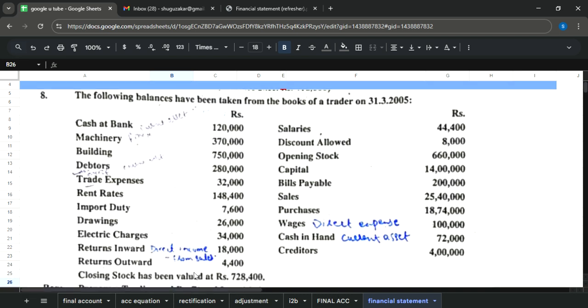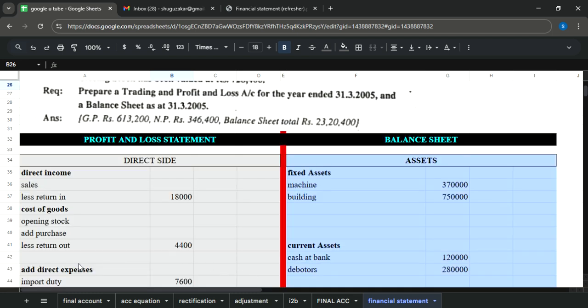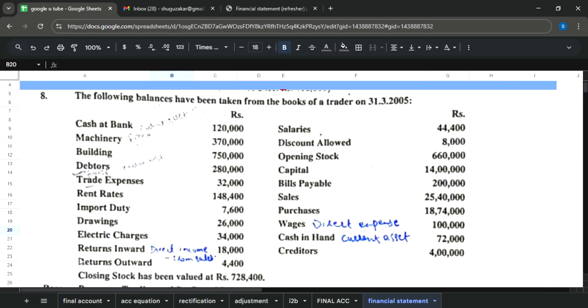Look at here, you have closing stock. Closing stock, as you know, is written outside the question, that's the first thing. But as you know, it's not a trial balance and gross profit is not given. So closing stock would be the part of both sides. Here, what you will do, less closing stock: opening stock plus purchases minus closing stock, amount of which is 728,400.